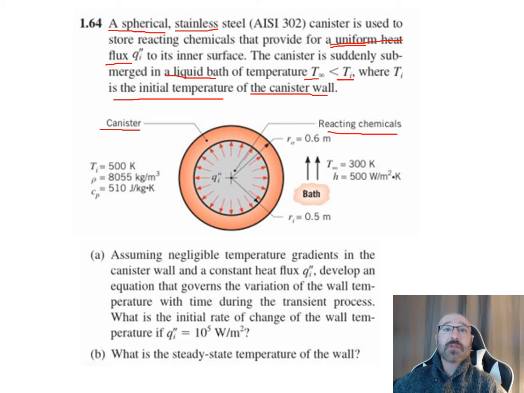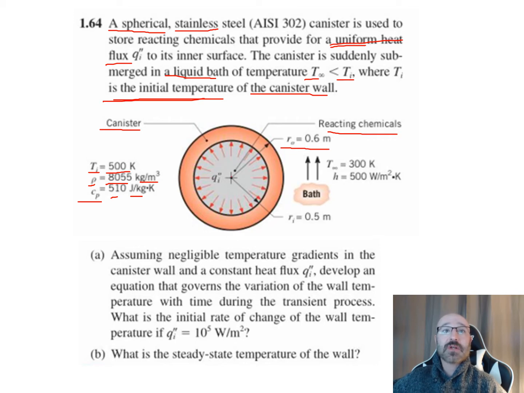We can see the temperature right here that they told us, the initial temperature of the canister wall, is given to us at T sub i, and this is equal to 500 K. We have our rho value here of 8,055 kilograms per meter cubed. We have our specific heat here of 510 joules per kilogram times Kelvin. And then up top here, we have this radius of 0.6 meters.